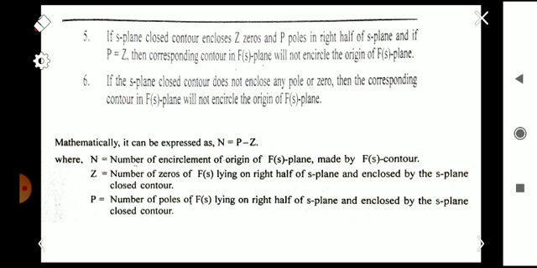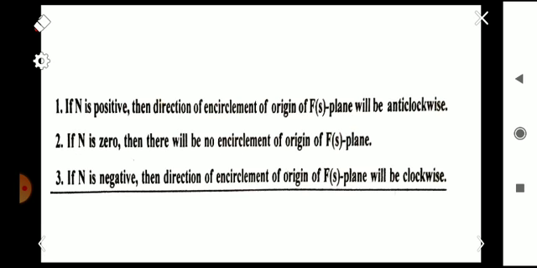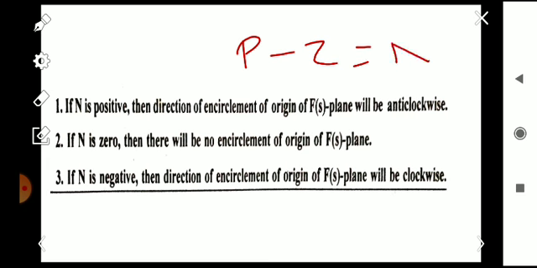So based on the value of N, we are having three assumptions. That is, if N is positive, meaning P minus Z is equal to N, that is, if poles are higher, then the direction of encirclement of the origin of F of s plane will be anti-clockwise. And if N is 0, then there will be no encirclement of the origin of F of s plane. And if N is negative, then the direction of encirclement of the origin of F of s plane will be clockwise. So three assumptions are made, and we are mainly going into the Nyquist stability criterion.